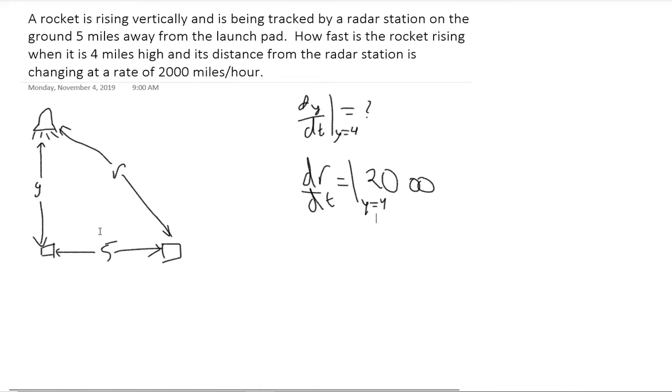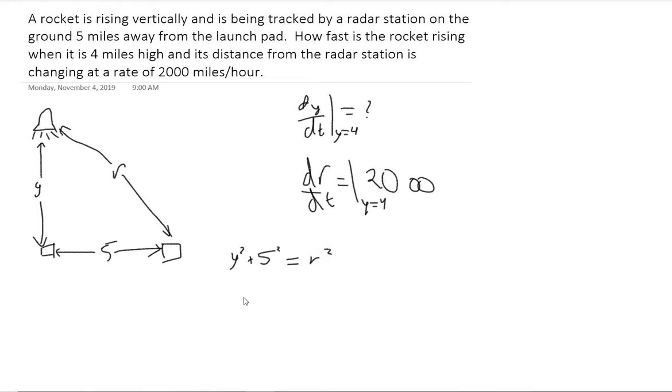So the equation for the triangle we're going to be using is the Pythagorean theorem, since the legs are changing. Let's go ahead and write that down. y squared plus 5 squared. There's no need to give this 5 value, from the launch pad to the station, a variable, because it never changes, so we'll just keep it as 5. And then equals r squared.